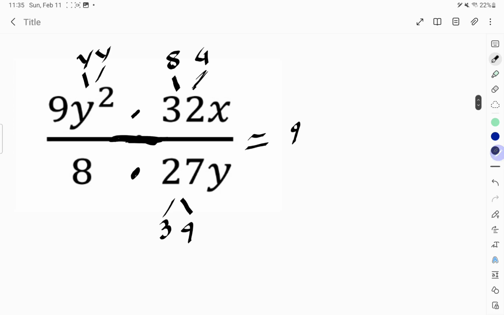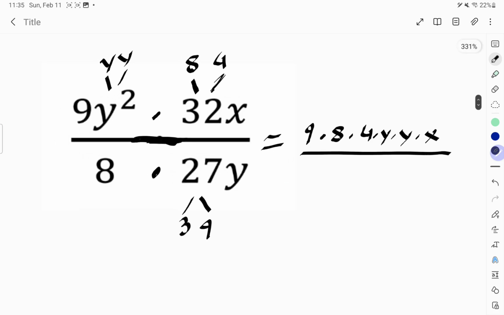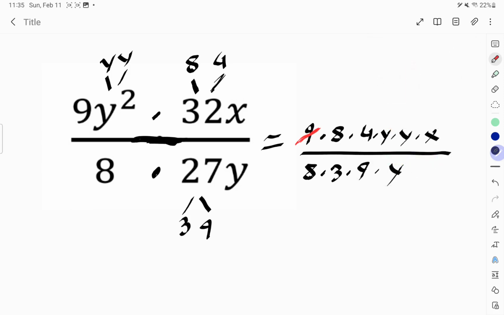And now let's write everything that we have. I'm going to write all my numbers first and then my letters. So 9 times 8 times 4 times y times x. Now on the bottom, I'm just going to have 8 times 3 times 9 times y. Okay, we just need to cancel things. So the 9 is going to cancel out with a 9. The 8 is going to cancel with the 8. The y here is going to cancel with this y. Everything else is my answer.